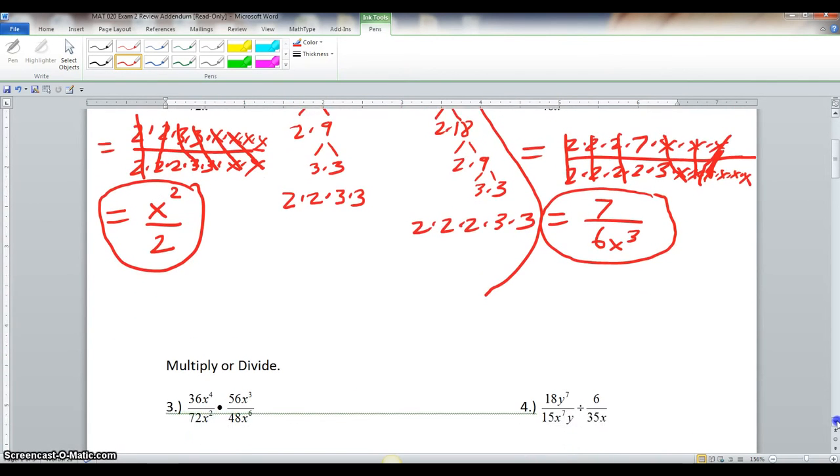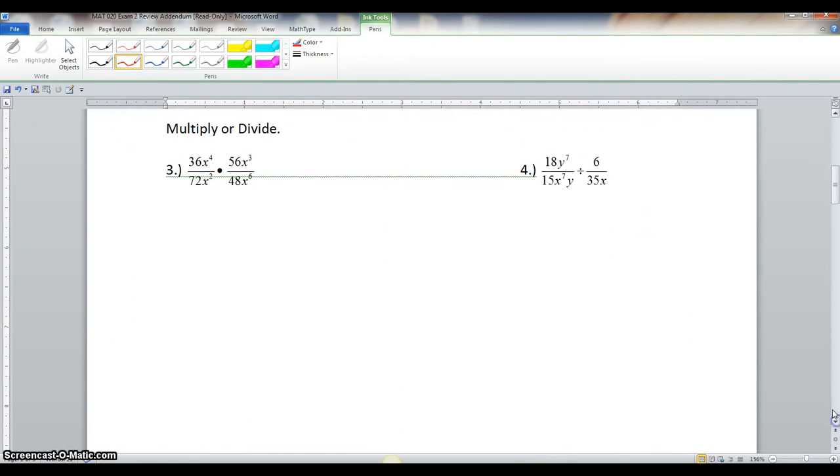Now, we scroll down to problems 3 and 4. Now this time we deal with multiplication. Now, with 36, this is what I suggest you do. Before you multiply, why don't we do the prime factorization of all of the numbers and all of the variables in our numerator and denominator.